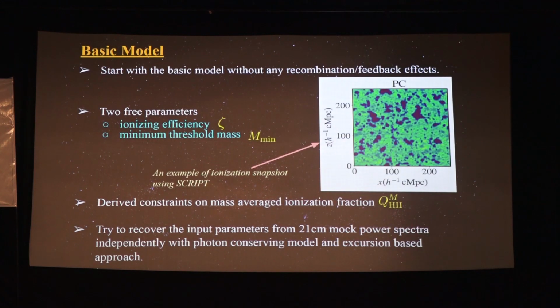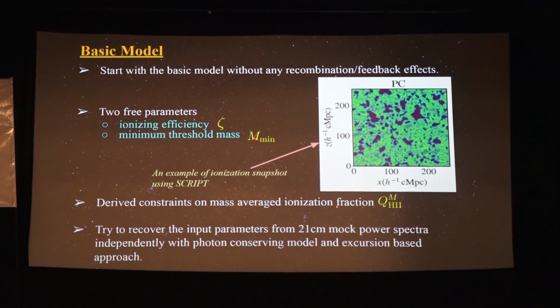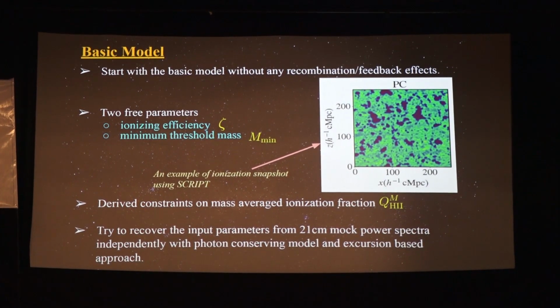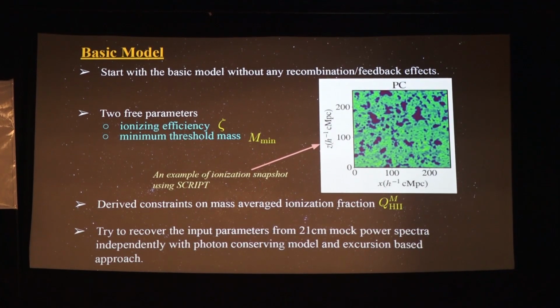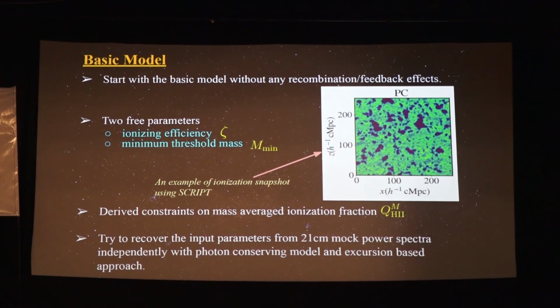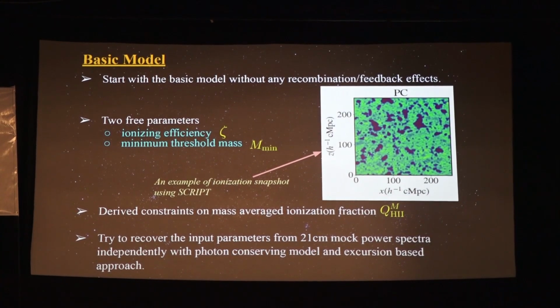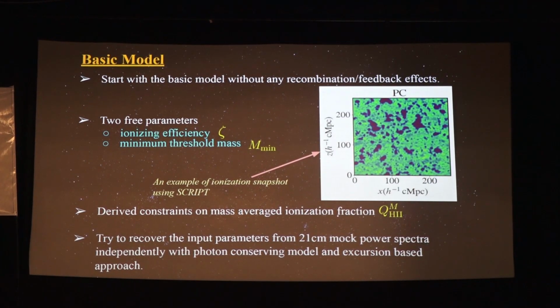And to do that, we start with a simplistic model where we do not include any kind of recombination or feedback effect. So at the moment we have just two free parameters, the ionizing efficiency and the minimum threshold mass, above which a halo can collapse and form stars and so on. And SCRIPT will provide this kind of ionization map, to give an example.